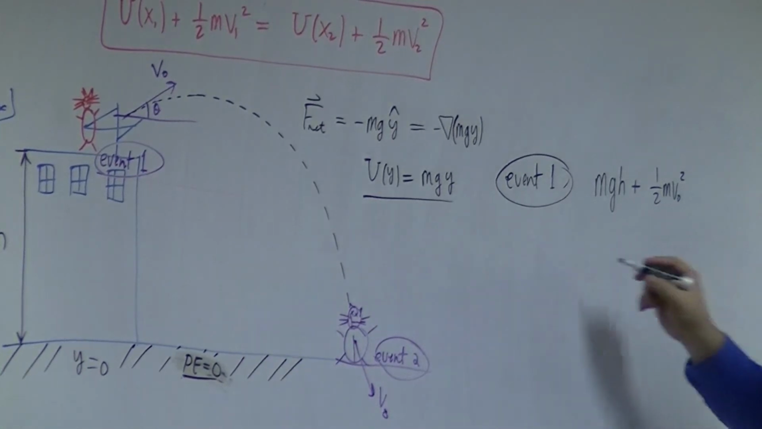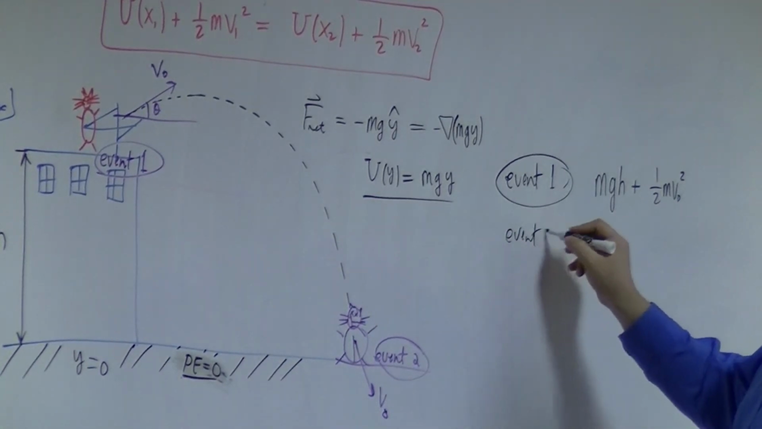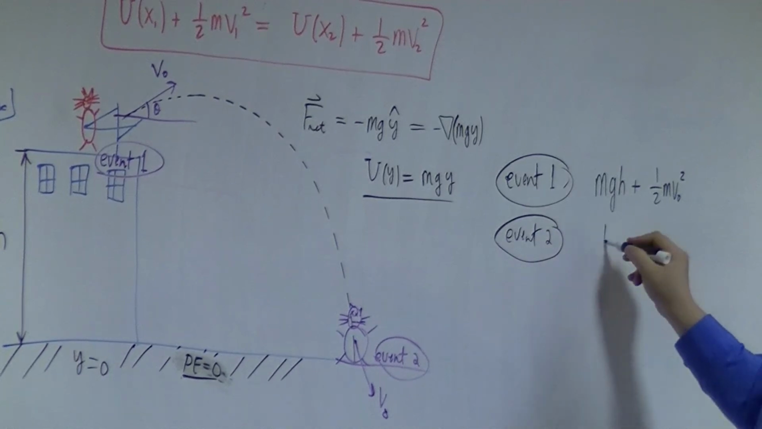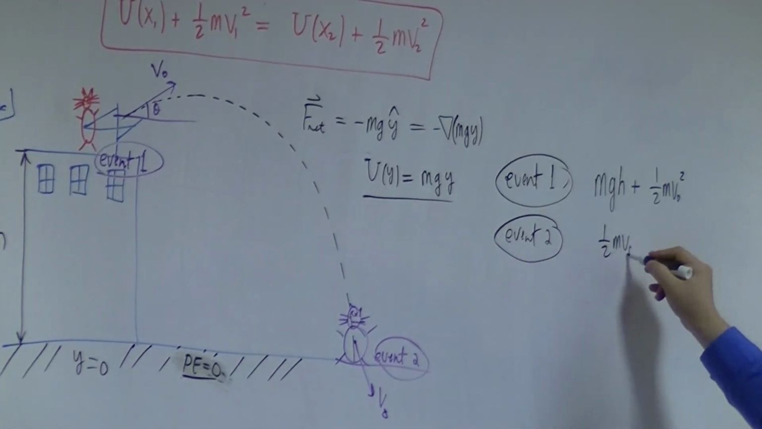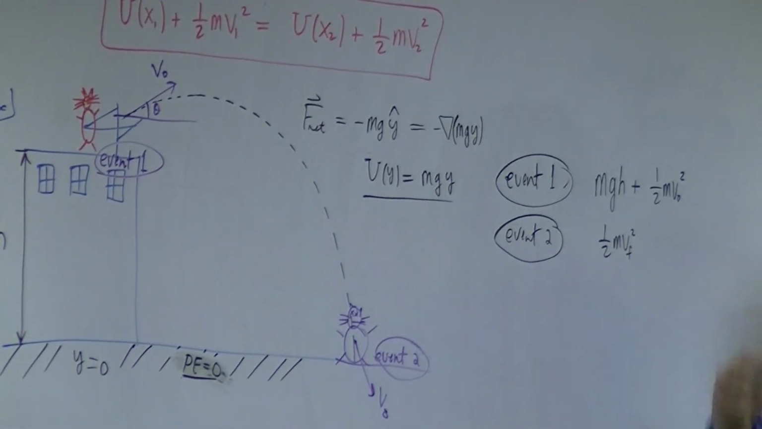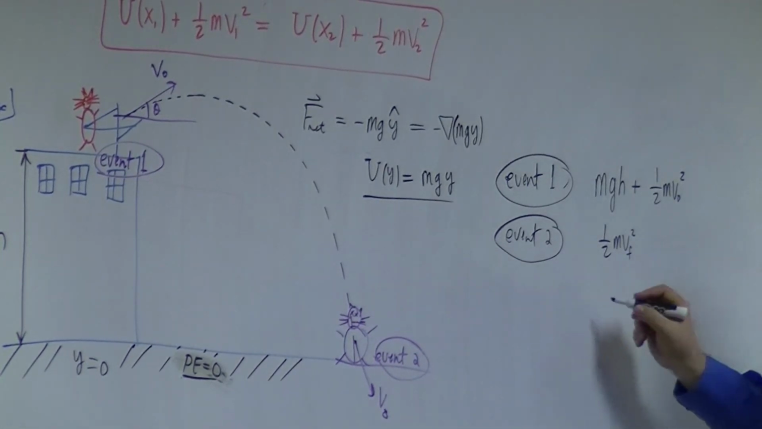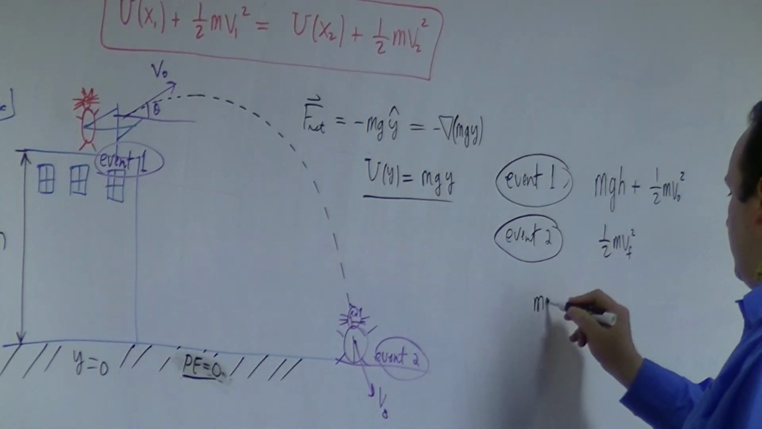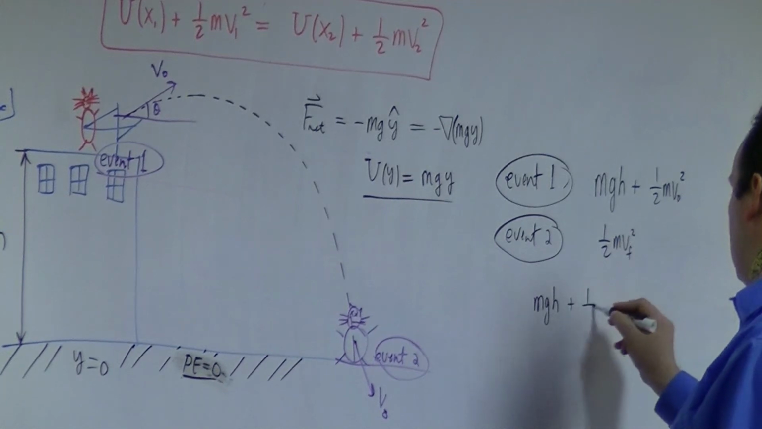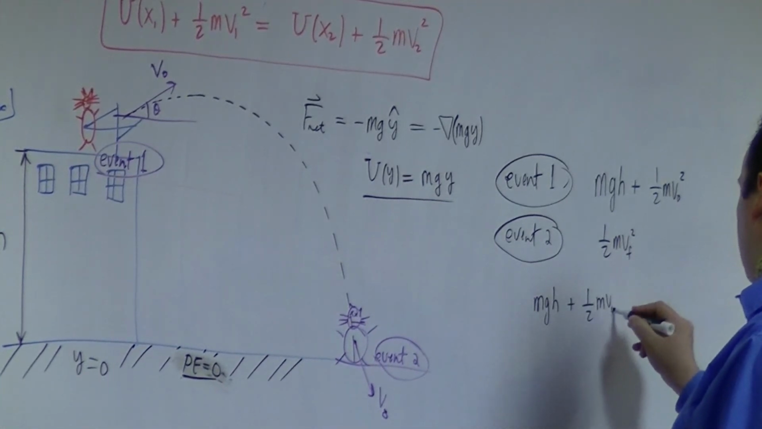Event 2, you've just got 1/2 m final velocity squared. Your potential energy is gone because you're down to where potential energy is defined to be 0. Energy is conserved, so you can just equate these two to find relations between various things, like the initial speed and the final speed, for example.